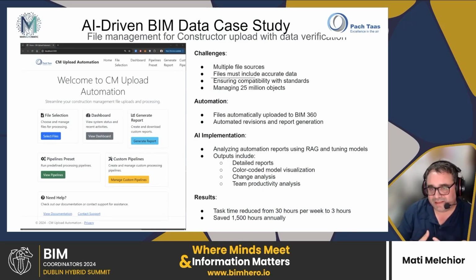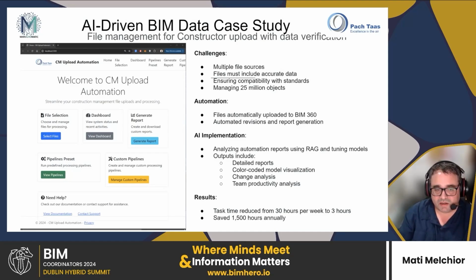The challenge, and the case study, is that we take multiple file sources and multiple files named sometimes differently, and we want to make a federated model from this and ensure that we have all the information, and from this follow up the project. So the challenge is that we have right now 25 million objects in the models. It's not so much, but it's relatively a lot. We need to ensure compatibility with the standards, and for a human to try to do it, it's very hard to check 25 million objects in a project.